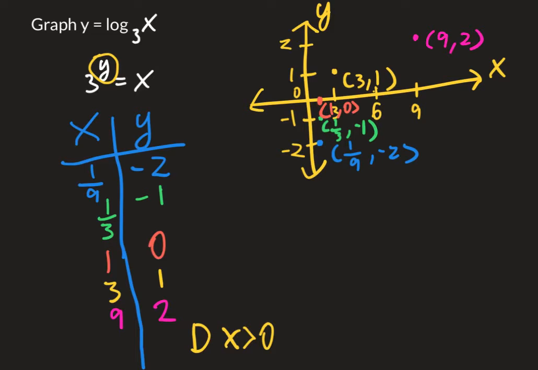Okay, so x would never touch 0, so that's the asymptote. Now it would go very close to 0, but it would never touch 0. Okay, so that's the graph for y equals log base 3 of x.